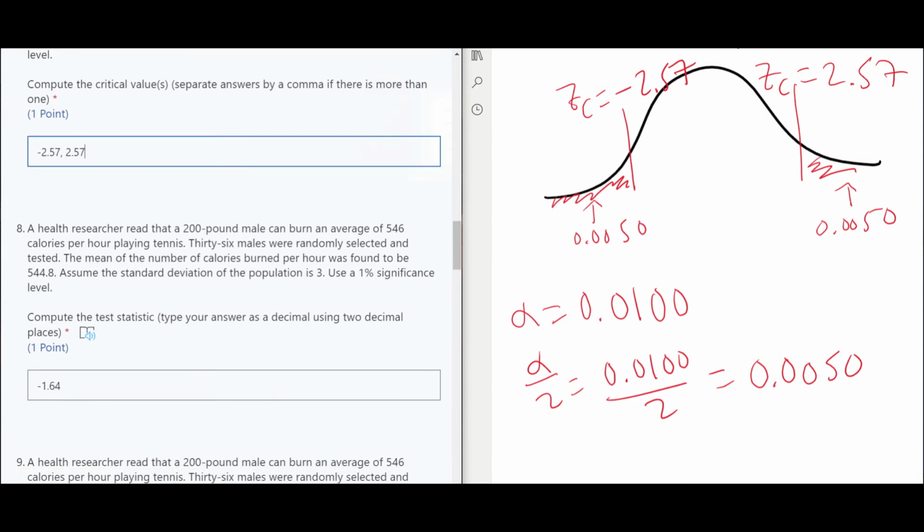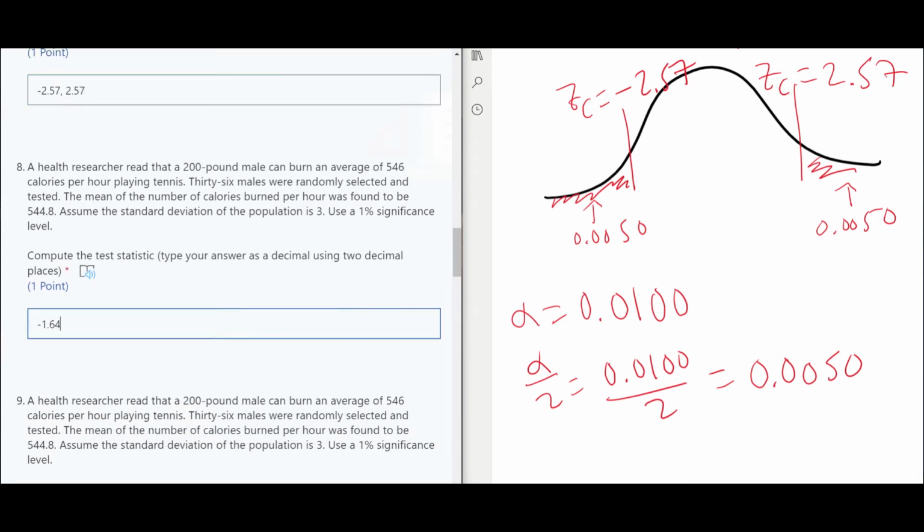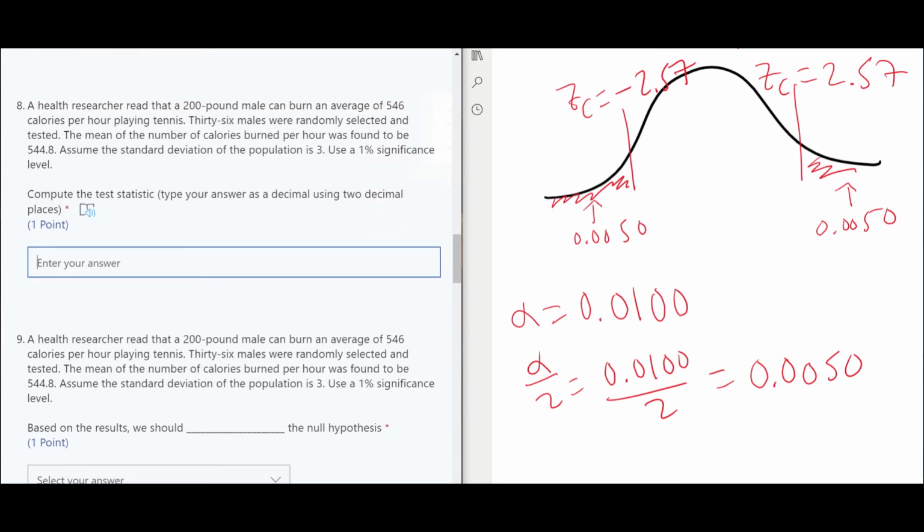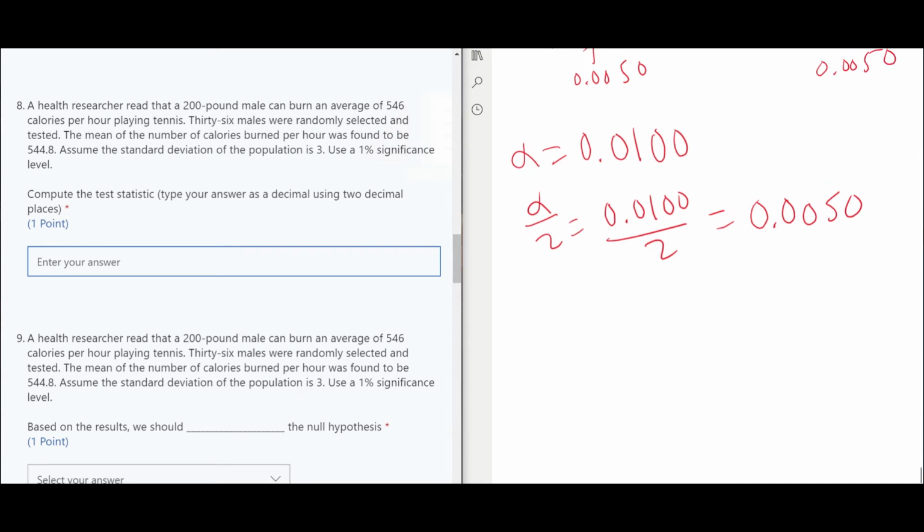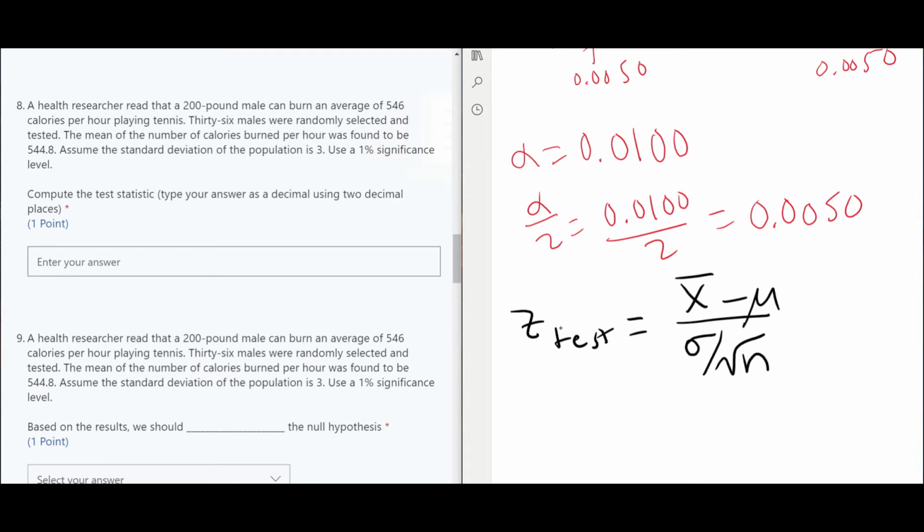All right, so let's go to the next question. This time they want us to compute the test statistic. So that's the formula that we've got to calculate. So Z test. Z test was X bar minus mu divided by sigma over square root of n.